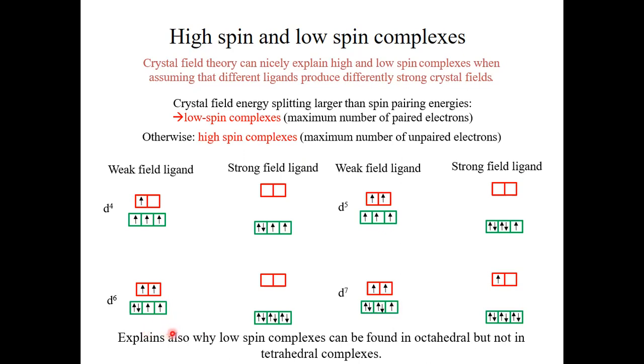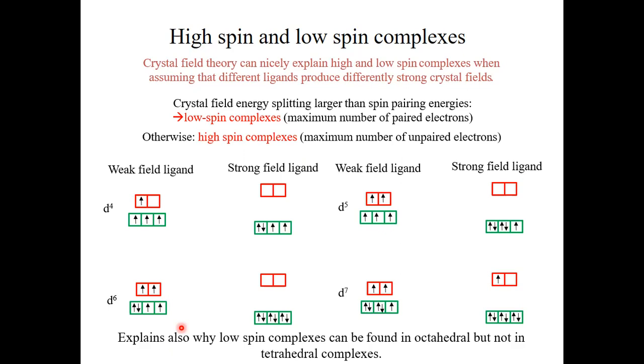All right. So the crystal field theory also nicely explains why high and low spin complexes are found in octahedral complexes, but not in tetrahedral complexes, because it can predict that a tetrahedral crystal field is inherently weaker than an octahedral crystal field. That is just 4/9 of an octahedral crystal field. So no matter what ligands we use, these ligands never produce a crystal field which is large enough to overcome the spin pairing energy.